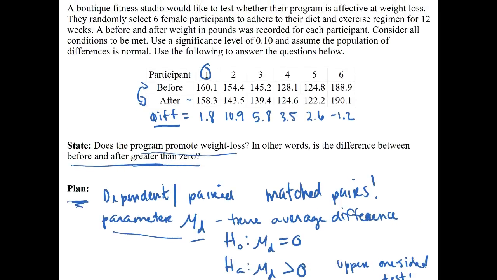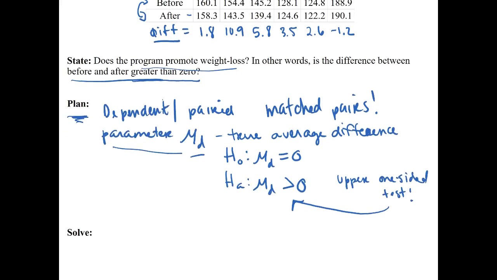If we look up here, we see that it says consider all conditions to be met. Well, that means that we had a random sample and that essentially the differences are normally distributed in the population, which we can see, and we can see that the conditions are met, and we know that we actually have a randomly selected sample. So all the conditions are met for inference.